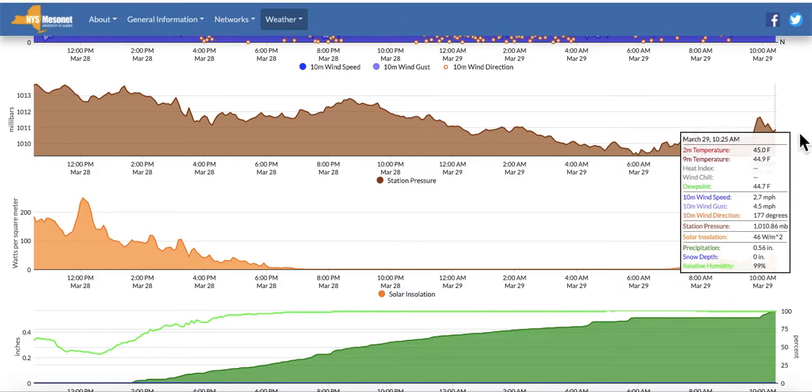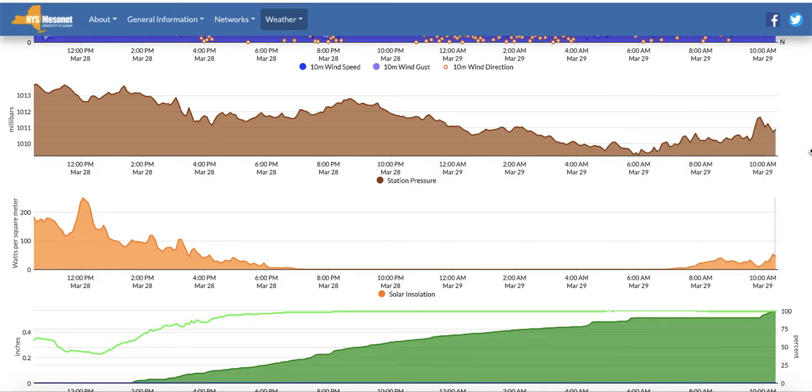So you remember that low pressure means stormy weather, rainy weather, humid weather, and that's exactly what we're seeing here with this air pressure bar.